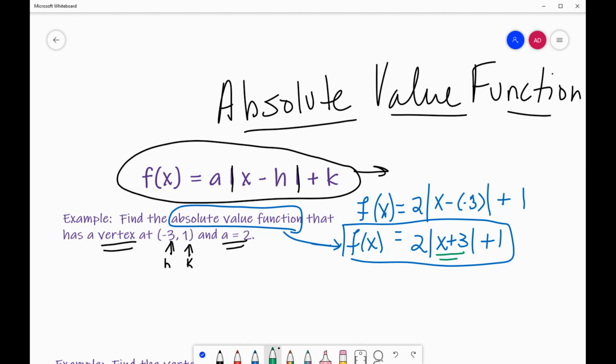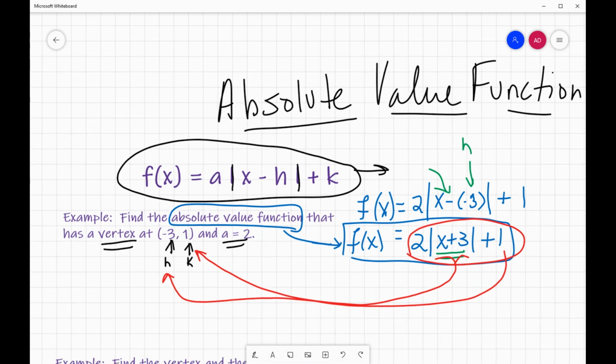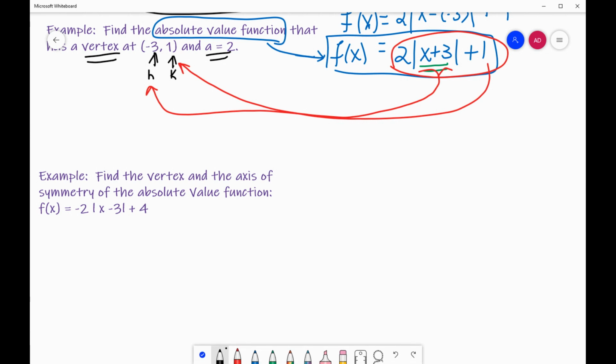Now, I do want to point something out. Look at what happened. When I plugged in my h, I had to take the opposite of it. I tell you that because oftentimes you're given this function and they're asking you to find the vertex. So just remember, when you take the h out, it has to go opposite, but the k stays the same. All right, so pause the video if you have to, rewind it if you have to, do what you have to do. That's the beauty of these videos, right? You can rewind.